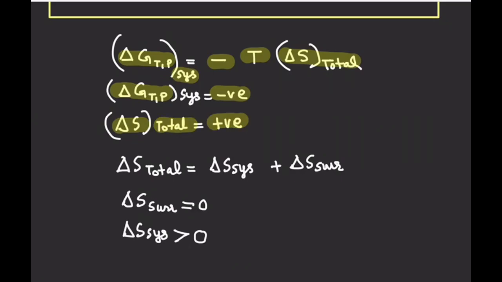Since it is mixing of two dilute solutions, we can assume that there is no enthalpy change, there is no exchange of heat energy between system and surrounding. So delta S total is equal to delta S system plus delta S surrounding. We can say that delta S surrounding is equal to 0. So delta S system is positive. So there are two ways to say the same thing.